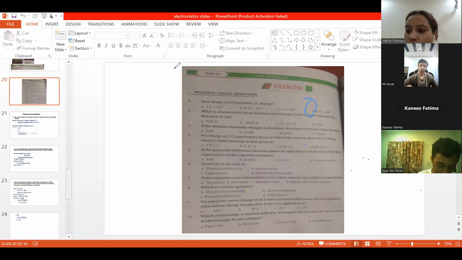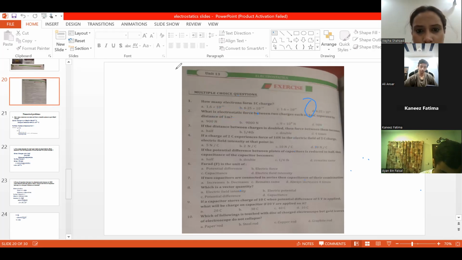Now question number 2 is: what is the electrostatic force? So it means you have to find the electrostatic force between two charges of 1 millicoulomb each, separated by a distance of 1 meter. So we will use a simple formula that we have learned in Coulomb's law.